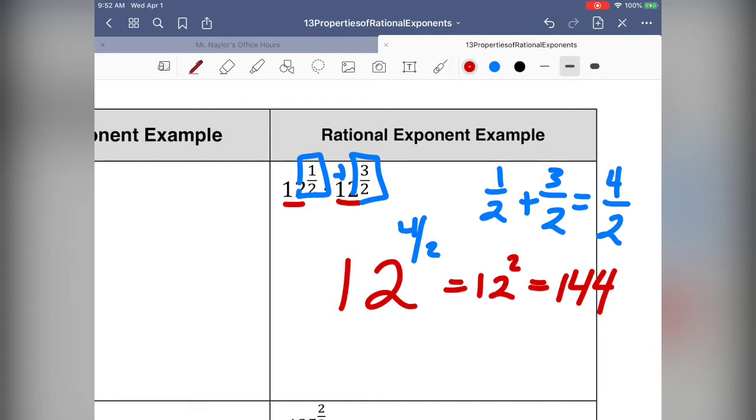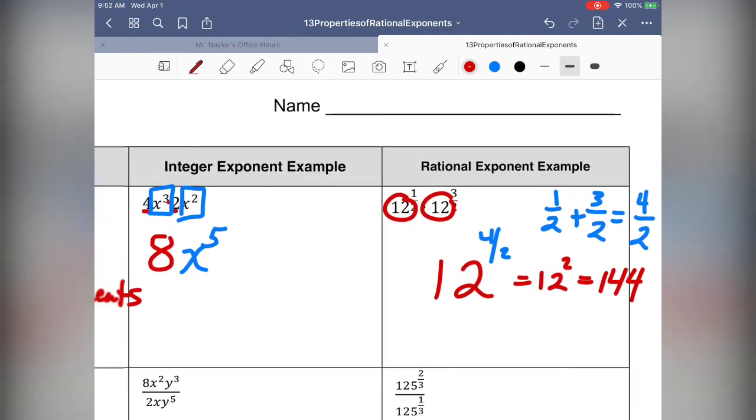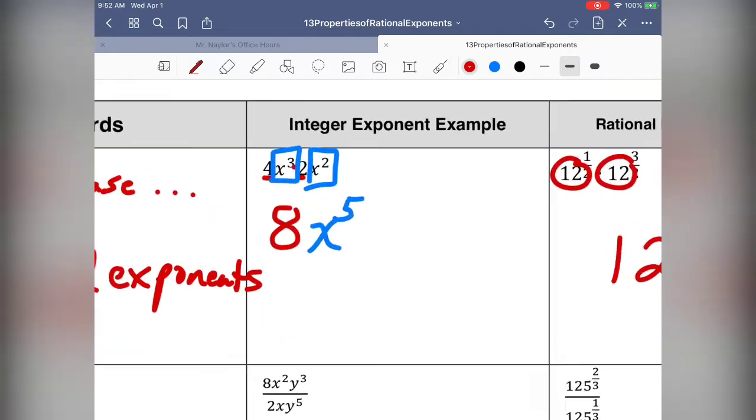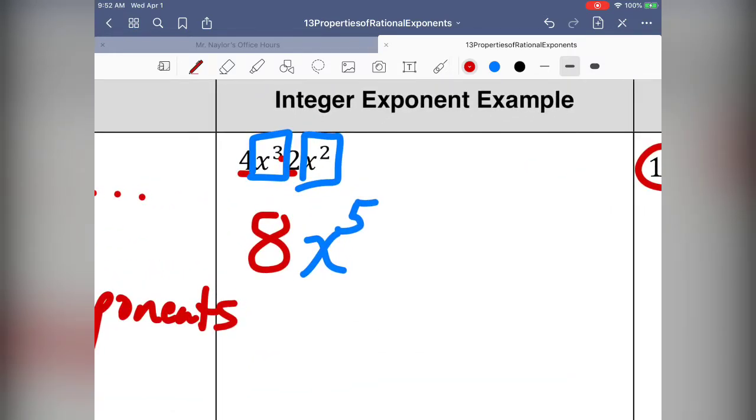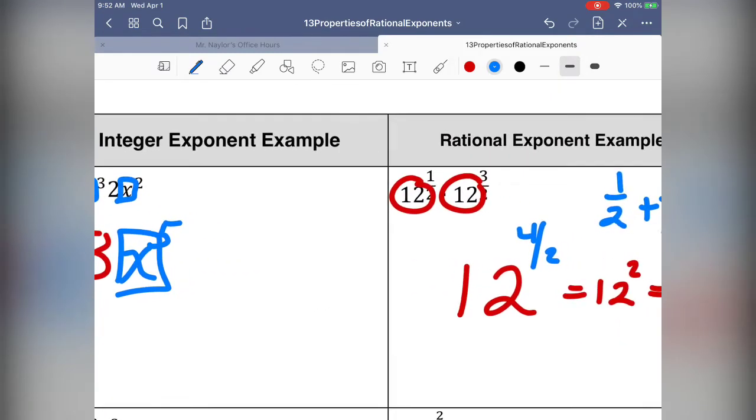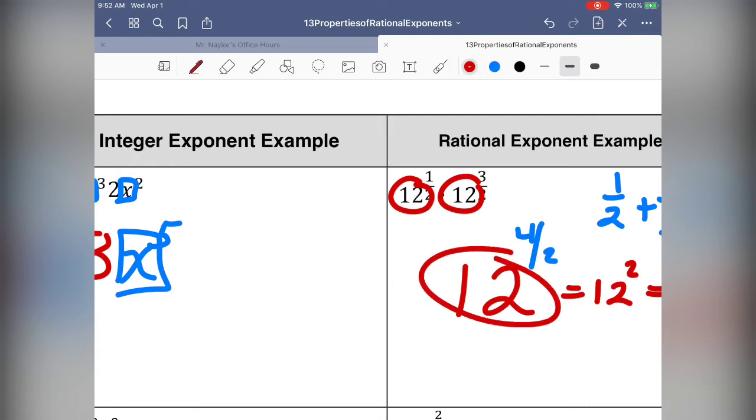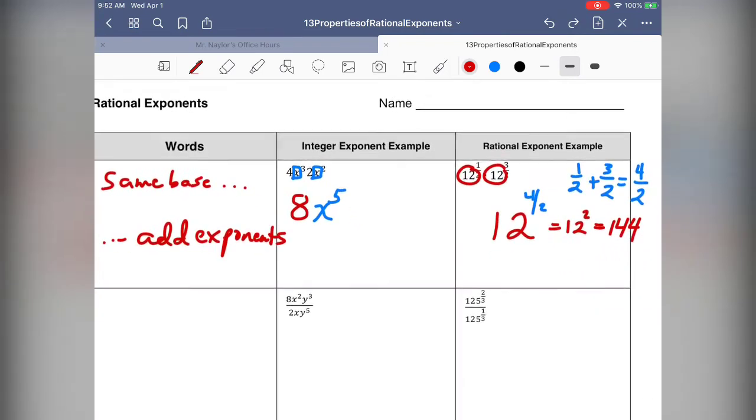Now, if we were in class, some of you may have asked, well, why didn't you multiply the 12s? Why didn't you multiply the bases? Well, that's not what we did over here with these x's, right? We didn't multiply those x's. We just kept the base the same. So whatever the base is going to be the base of your answer. If the base is x, then our base is x over here. If the base is 12, then the base is going to stay as 12. So the only thing we do is add the exponents. We keep the base the same.